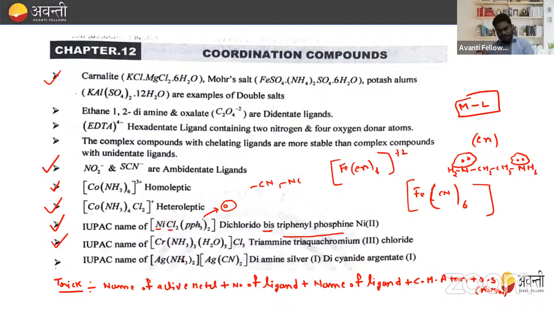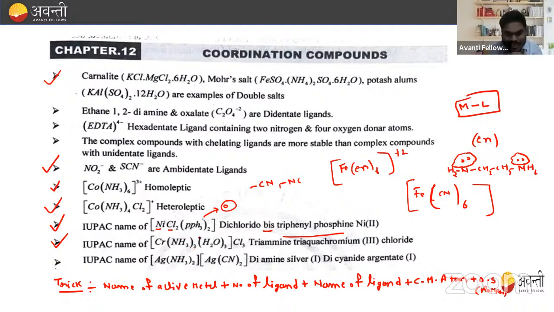For example, this is also, first of all, you have to write the name of the ligands here. Aqua for water and amine for NH3. So according to alphabetical order, which will come first, amine or aqua? Obviously, it's amine. So write triamine, because here 3 amine groups are present. So triamine, triaqua, and chromium.